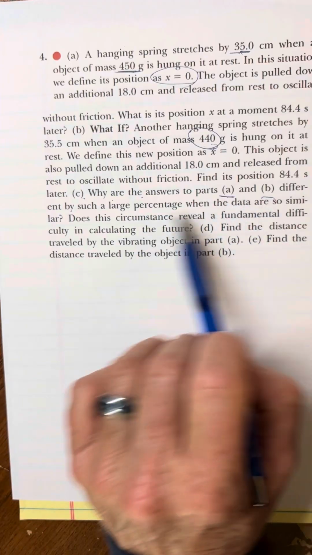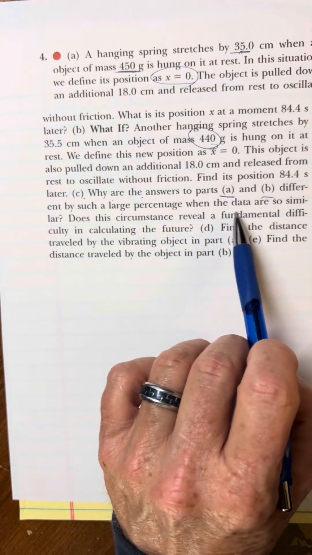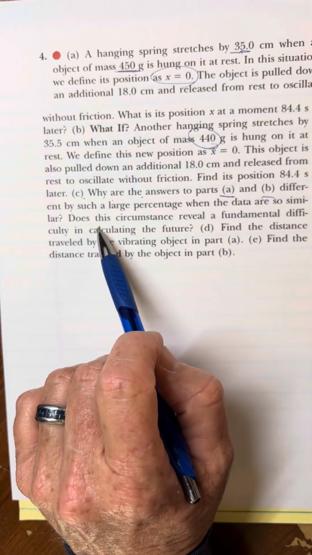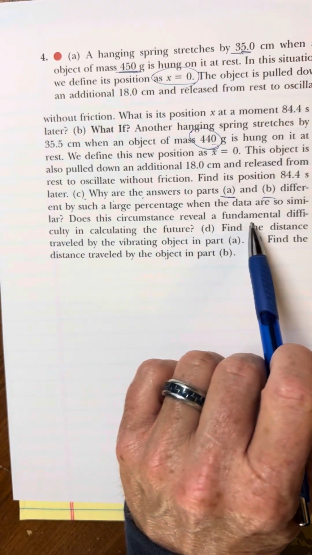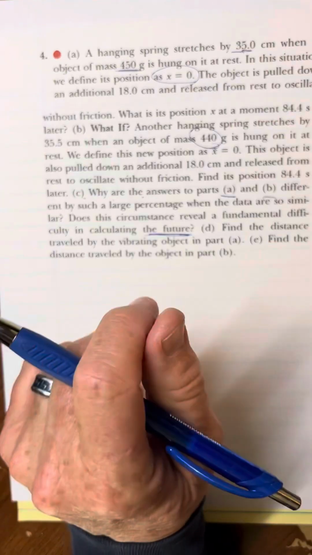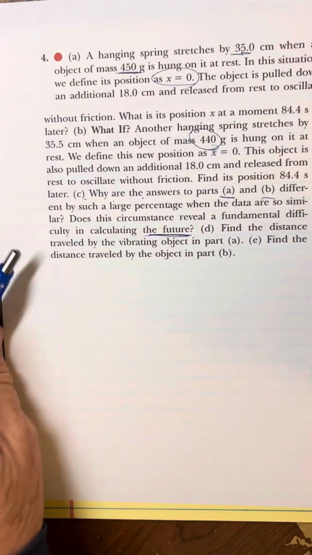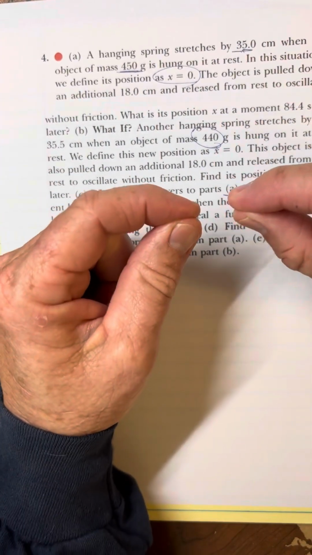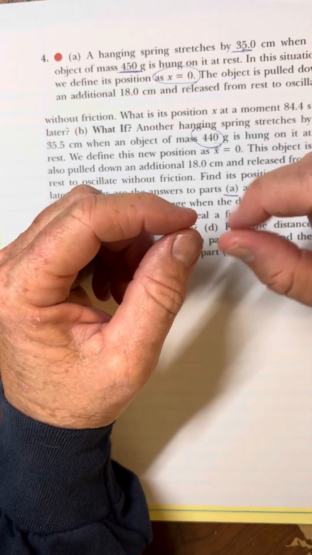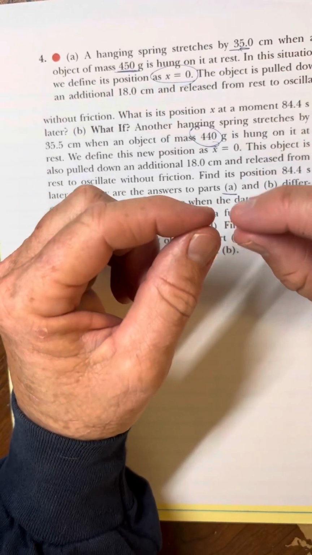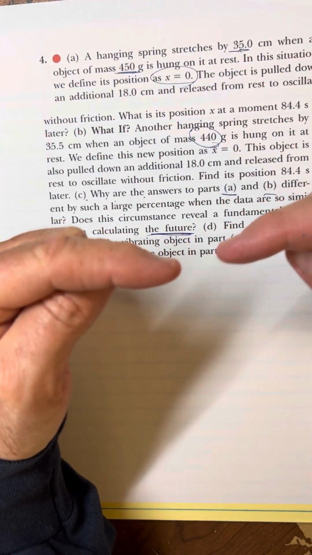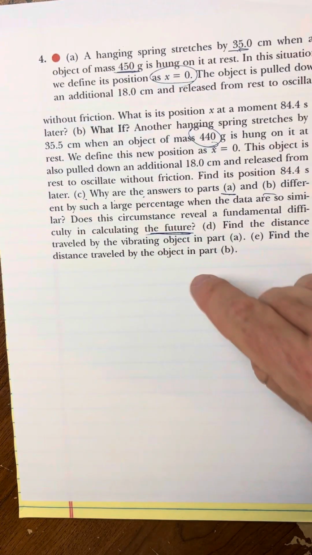Why are the answers to A and B differ by such a large percentage when their data is very similar? Does this circumstance reveal a fundamental difficulty in calculating the future? Yeah, obviously two things that look like they're the same within just a small measurement. In fact, maybe they only differ by so small that you couldn't even measure that difference. You're going to say, well, later on they're going to be the same in the future, 84 seconds later, but they're not. They're very different.